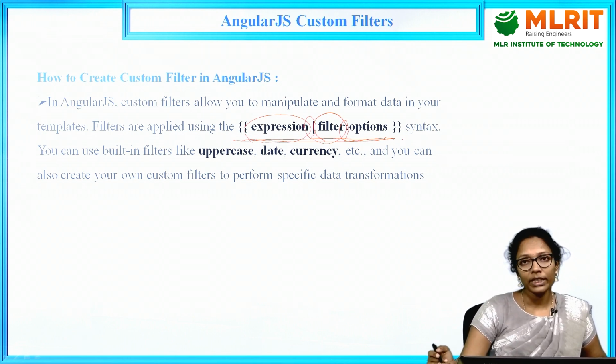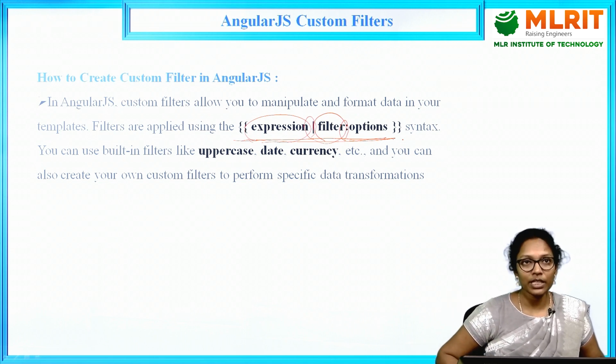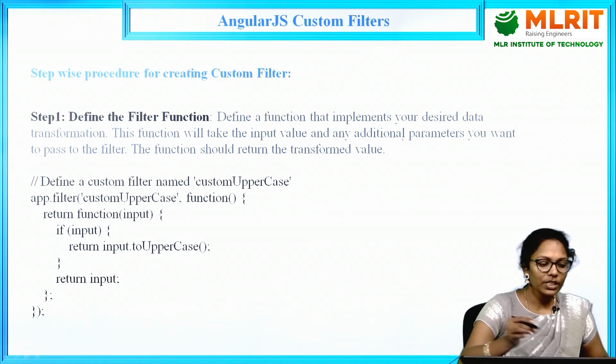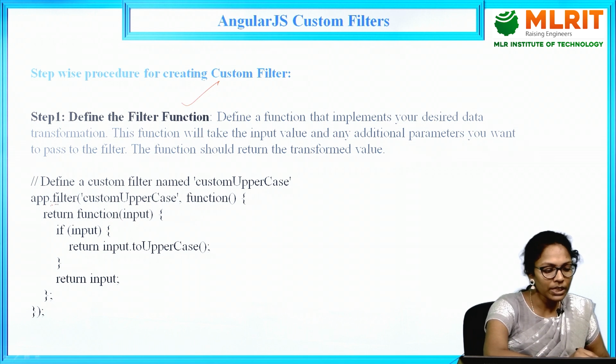But before calling this custom filter, we need to define the function for how the custom filter should work. So how can we do that? We will see the step-by-step process. The first step is to define the filter function. To create our own filter, we are using a function here, and the function name is filter.